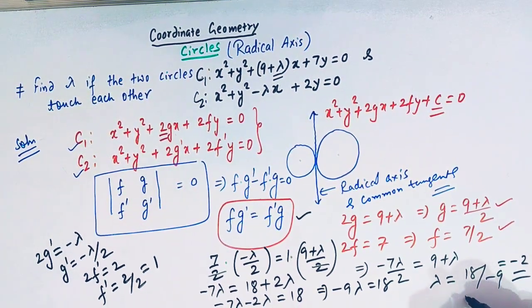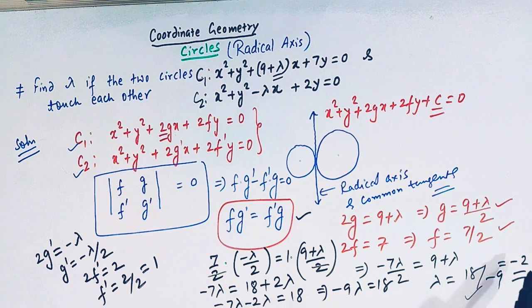So this is how we can find the value of lambda when these two circles touch each other.